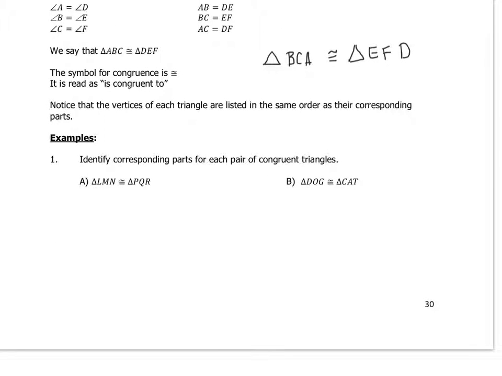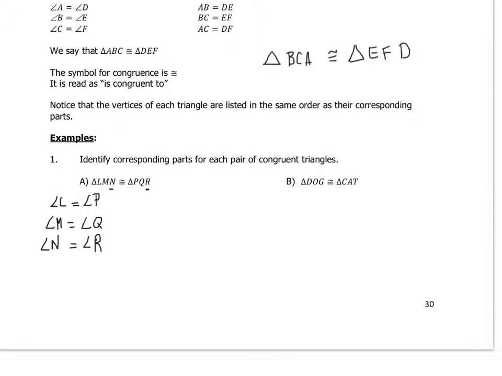If I have the congruent statement, triangle LMN congruent to triangle PQR, that means that angle L has to equal angle P, and angle M, which is the second angle listed in the first triangle, has to be equal to the second angle listed in the second triangle, which is Q, and angle N matches up with the last angle in the second triangle, R.